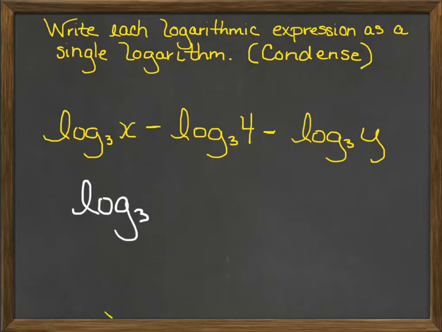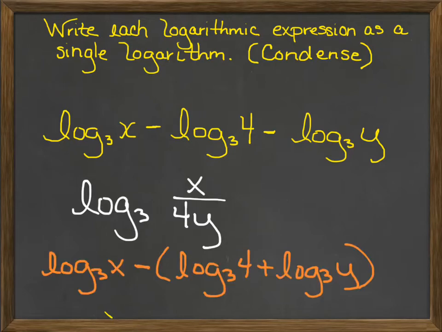You only get to write log base 3 once. The x is positive, so it remains in the upstairs. The 4 and the y are being multiplied in the downstairs. Further explanation of that is you can factor out a negative, and when you do, you can see the downstairs is 4 times y.